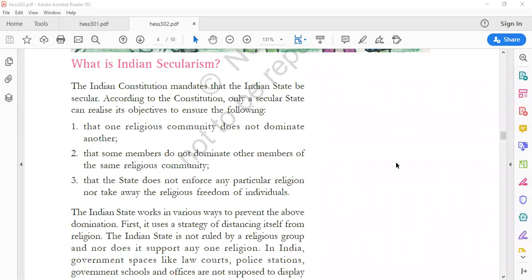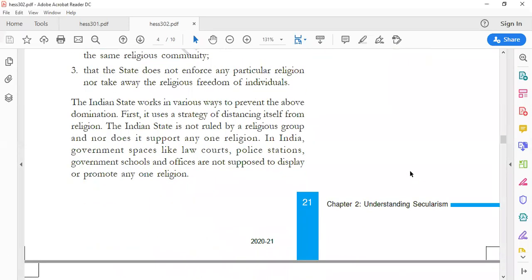How does it work? Let's see. First, it uses the strategy of distancing itself. I told you, first of all, it uses the strategy of distancing itself from religion. The Indian state stays outside of religion. How? It will not support any one religion.